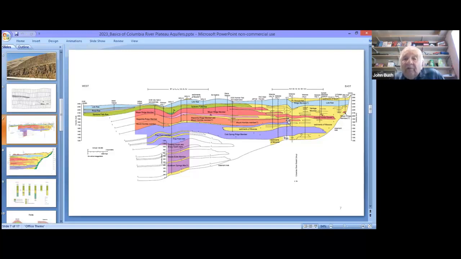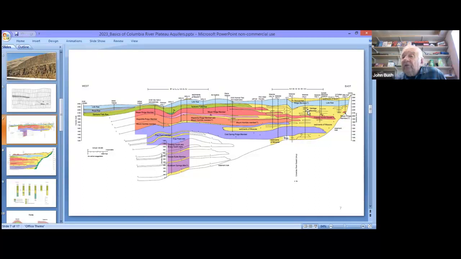Sometimes when a flow comes to an end, it doesn't stop in a 100-foot wall. It kind of spreads out, fans out in front of it. The point was there were 3 scoriaceous zones right there. And that's why most people say it's a basalt aquifer. How was that water getting to those zones? It was coming out of these sediments.